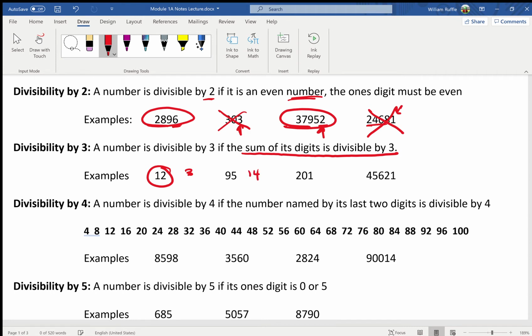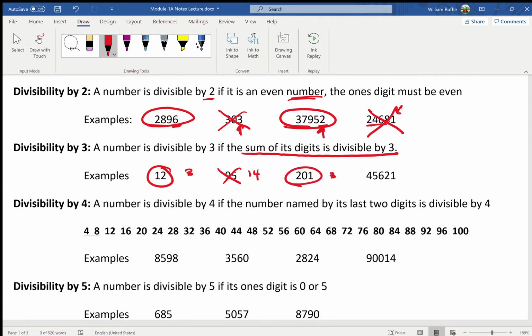14. 3 does not go into 14, so 3 does not go into 95. Now we're way off the chart here. It's not on the chart, up to 201, but 2 plus 0 plus 1 is 3. 3 goes into 3, so 3 does go into 201.